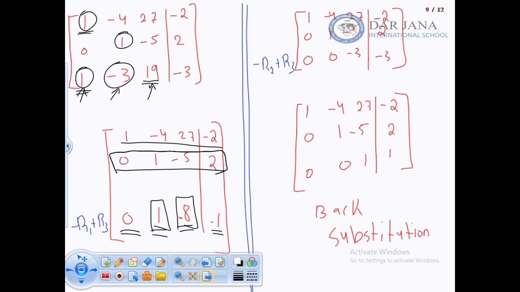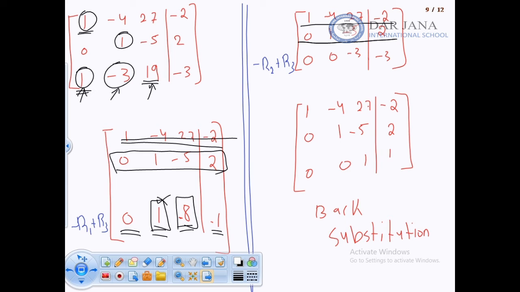Now I will multiply R2, this is R2, by negative 1 and add it to R3 to get rid of this 0 here. So the first row will not change. I will write it as it is. Second row will not change. I will write it as it is. And the third row will change. Minus R2 plus R3. Let's look at R2.